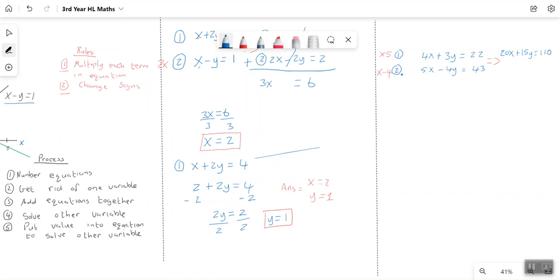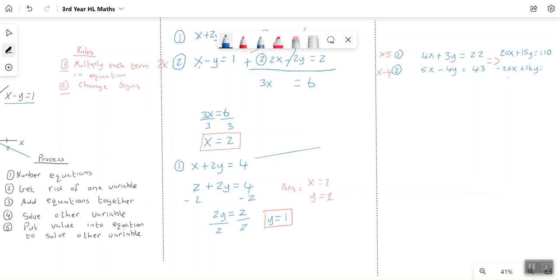Okay, and then I have to do the same with this one, so I'm multiplying everything by minus 4. So minus 4 multiplied by 5x gives me minus 20x. Oh, that should be 20x. Let me just rub this out here. Sorry, minus 20x. And then minus 4 multiplied by minus 4 will give me plus 4 and 4 is 8, 8 and 8 is 16y is equal to minus 4 multiplied by 43.